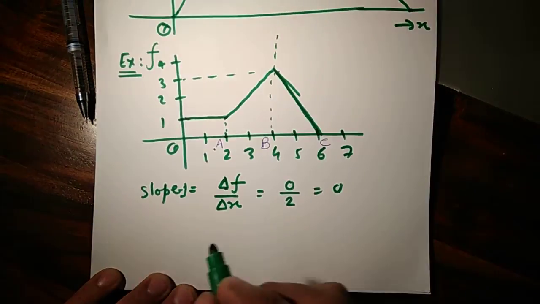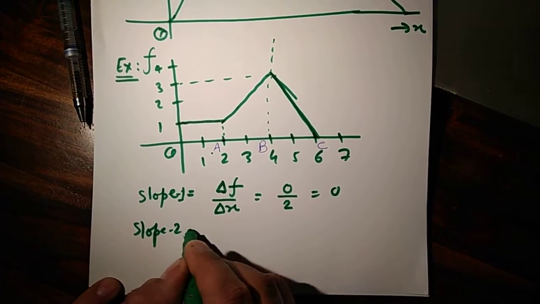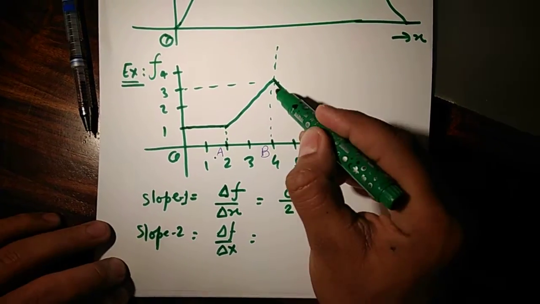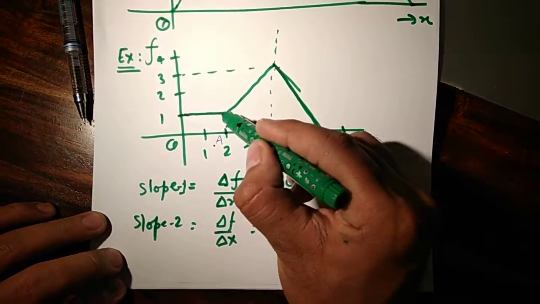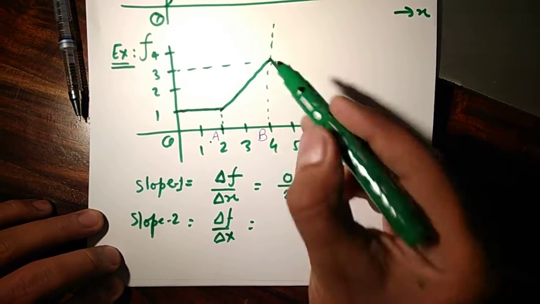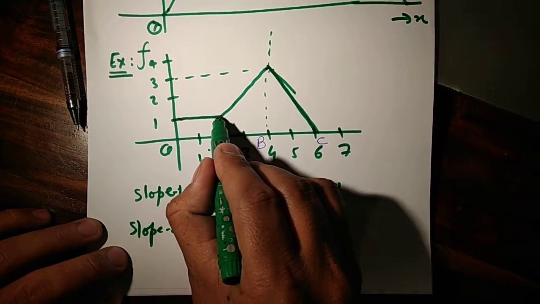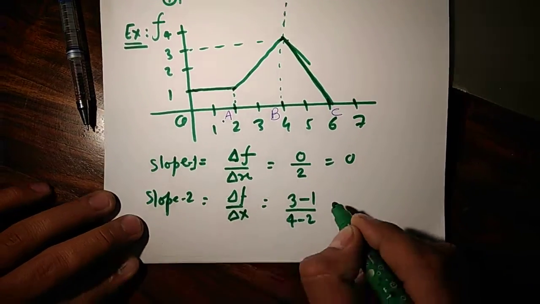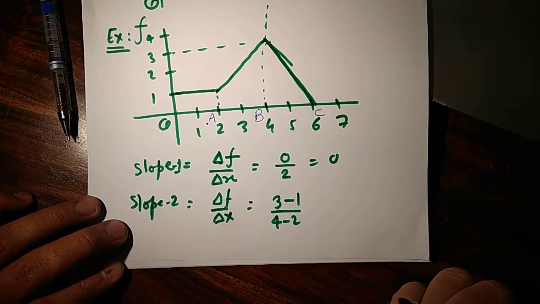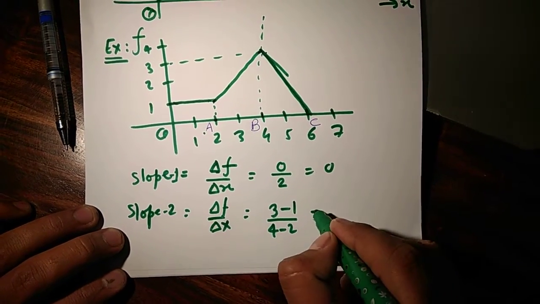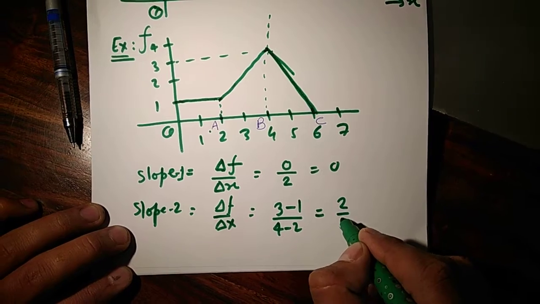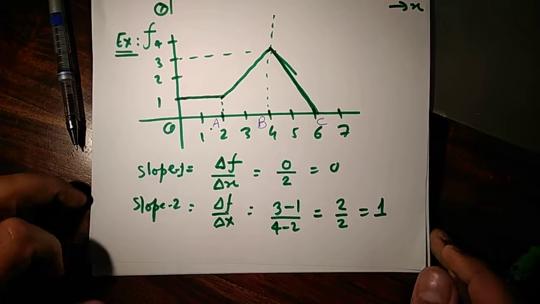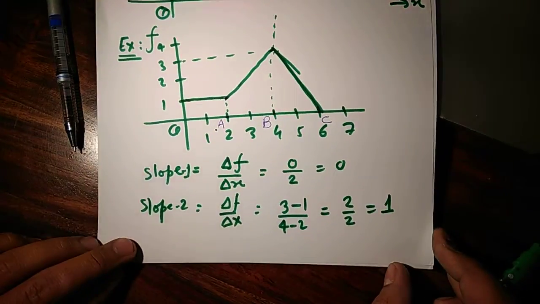Let's look at segment 2. Again I should find out delta f over delta x. Let's say this is the final point 2, this is the point 1. What's f? It's 3 here. So 3 minus 1 over 4 minus 2. If you don't know what I'm doing, then you have to read about lines and their slopes. So this is 2 over 2, it's 1. So the slope is 1, and it's positive, so it's a positive slope.